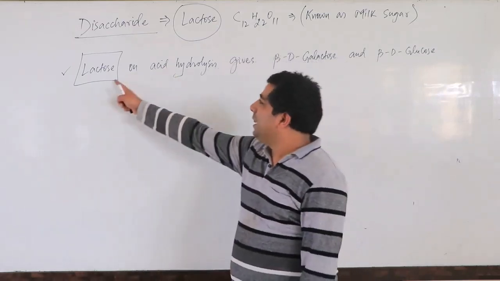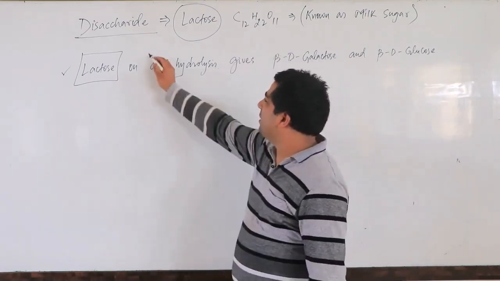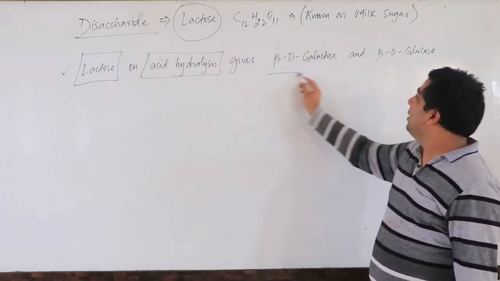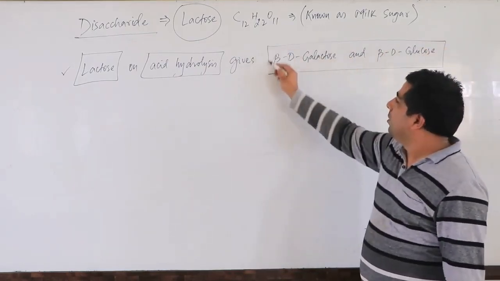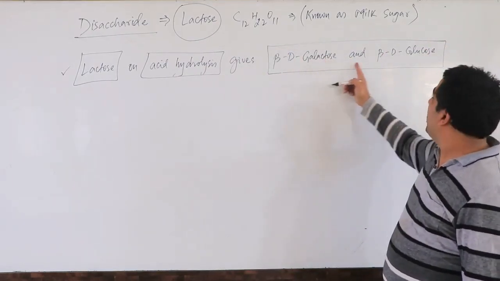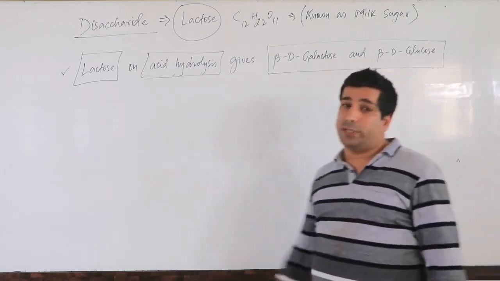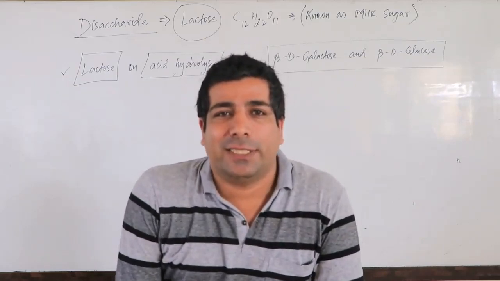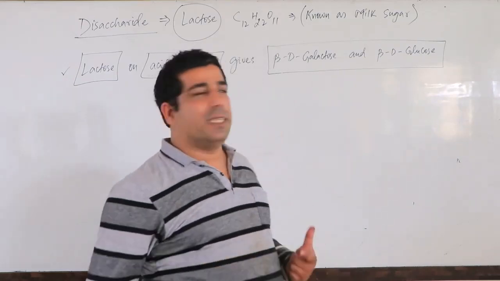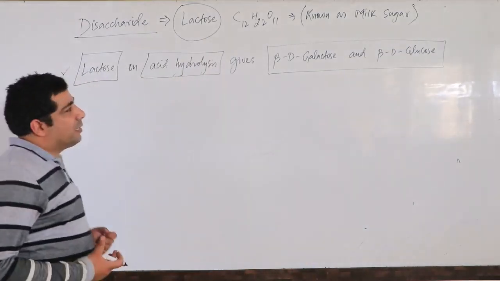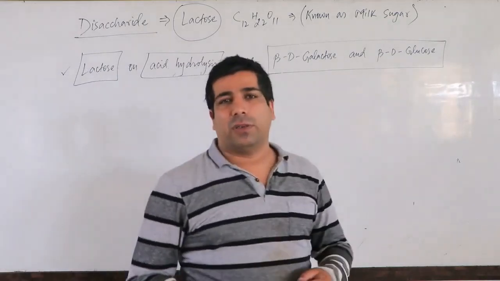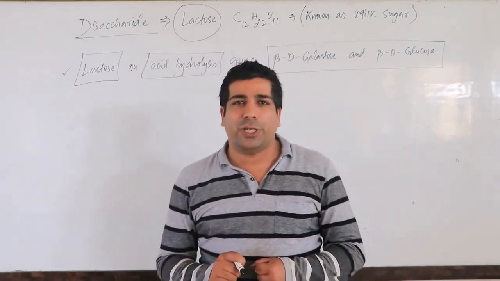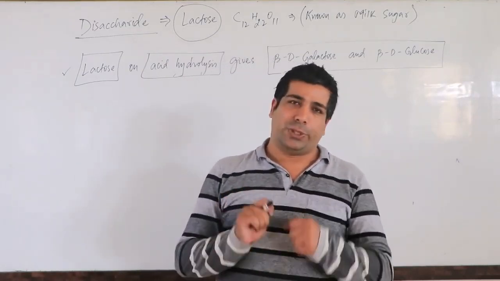Now look here, lactose on acid hydrolysis gives these two molecules, beta-D galactose and beta-D glucose. This is important. This is very much important. When you know on acid hydrolysis what you get from the lactose molecule, then only you can go for the formation of it, correct? So let us understand now the formation of lactose.